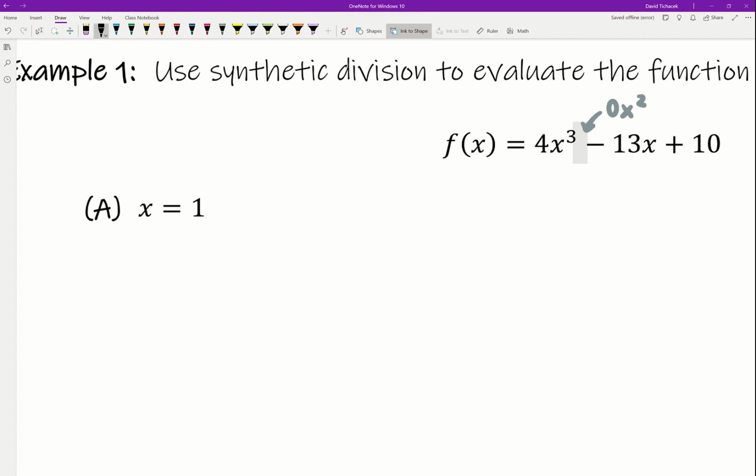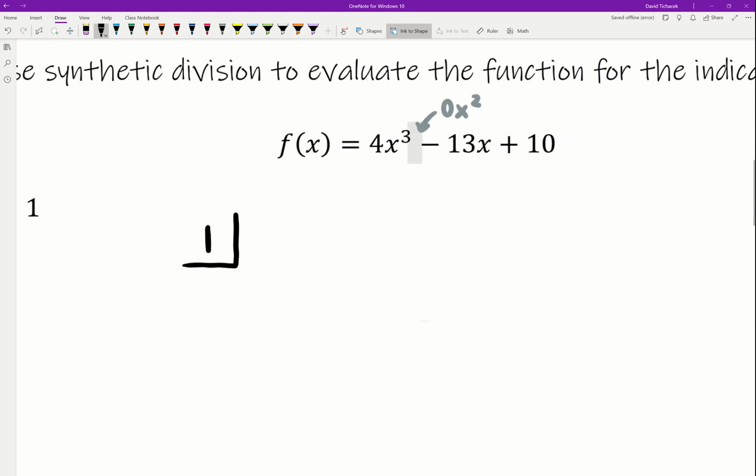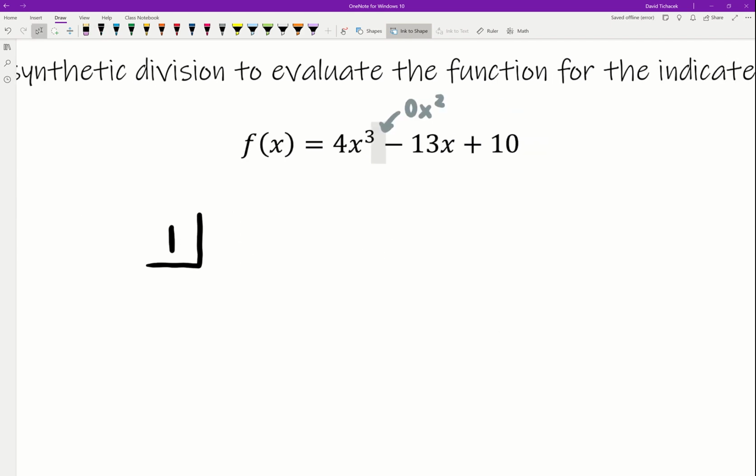So we have a value of 1. We're going to go ahead and write that down as the number that goes in my little corner box symbol, and then we're going to go ahead and follow up with a list of all the different coefficients from my dividend up there. So we have a 4, a 0, a negative 13, and a 10.